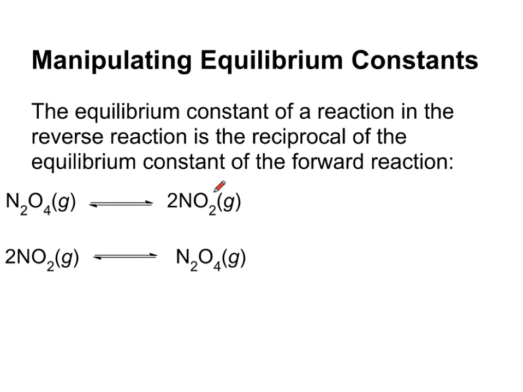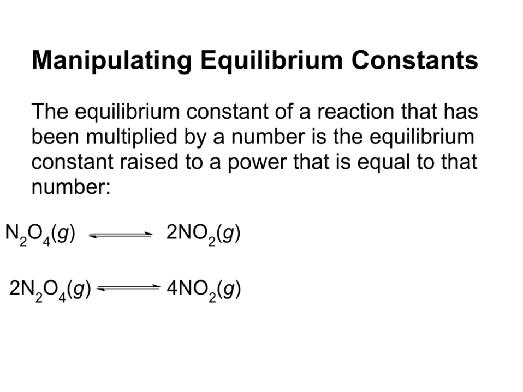The equilibrium constant of a reaction in the reverse direction is the reciprocal of the equilibrium constant in the forward direction. We went over the equilibrium expressions for these two in an earlier video, but if we just called this equilibrium constant K, when we flip this equation and put it in the reverse direction, the equilibrium constant becomes the reciprocal of that, or 1 over K, because you flip where the products and reactants are in your equilibrium expression.